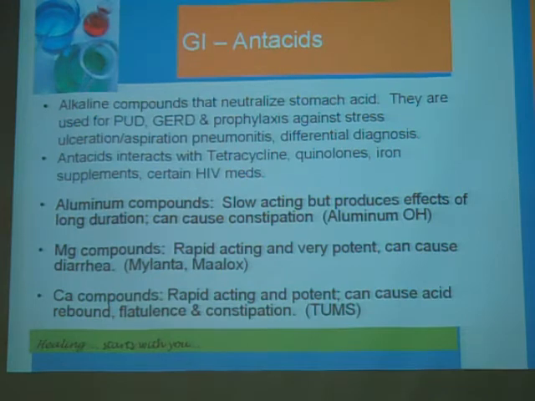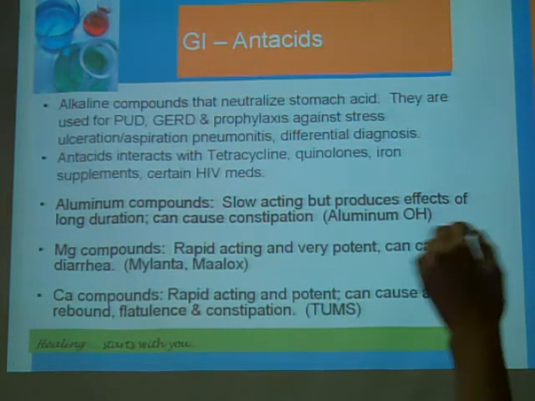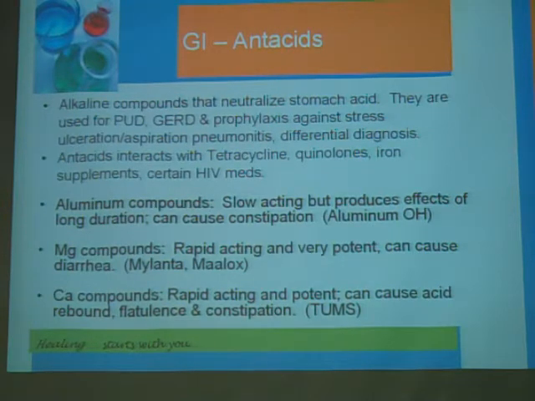So on to antacids. This is something that we're more comfortable with or have more exposure to. They are alkaline compounds in itself, so they don't work on any receptor per se. It just chemically neutralizes the gastric acid. So they are very good for certain ulcers, but don't really treat them. It's more for prevention, if you will. For regurgitation, it works great, and can be used for stress ulceration and aspiration.